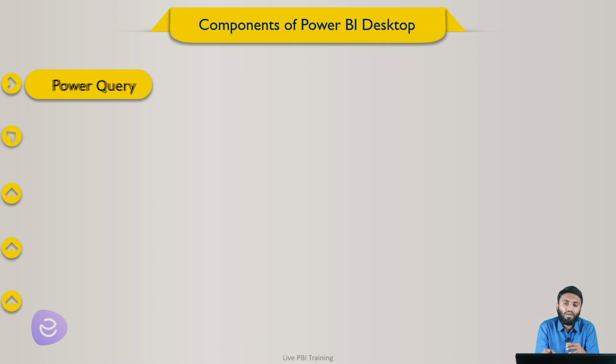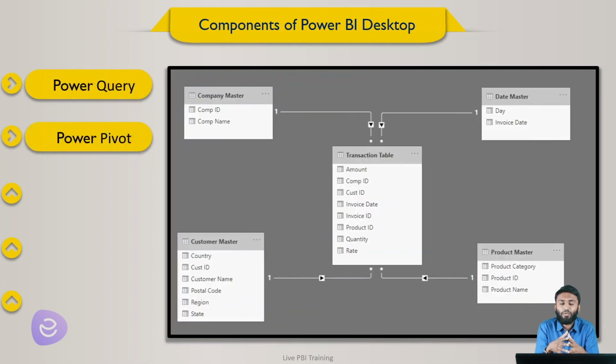The second one is the Power Pivot. So what is Power Pivot? If you have more than two tables, you will have to relate those two tables. For example, in the case you are seeing, there is this customer master. If you look at the customer master, the columns like country, customer ID, customer name, his postal code, his region, his state, whatever it is related to the customer, all the details of the customer.